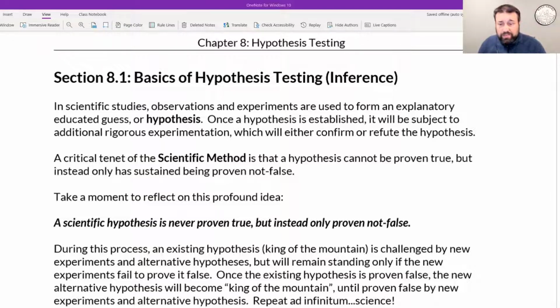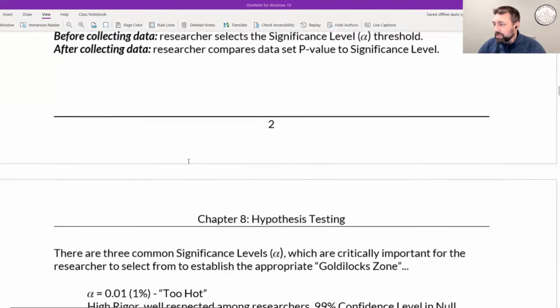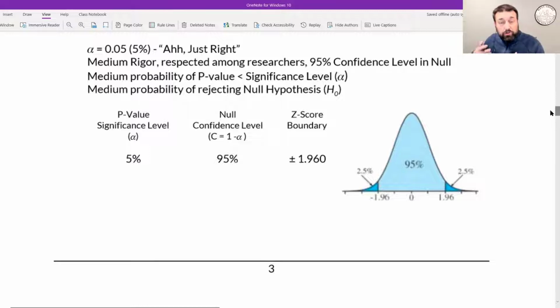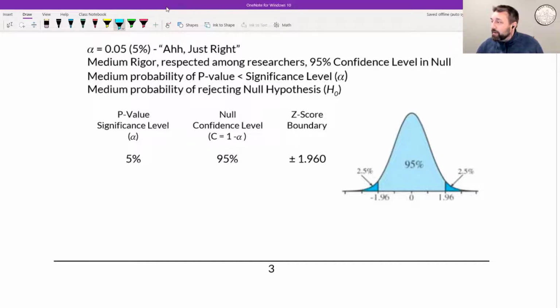But before we get into this hypothesis testing, I want to scroll down a little bit to page 3 here. And there's a visual that will help you understand exactly what's going on in Module 8. Here is a graphic that you should be a little bit familiar with. This should look familiar. This was a normal distribution, right? So we talked about a normal distribution, and this normal distribution happens to have a confidence level of 95%.